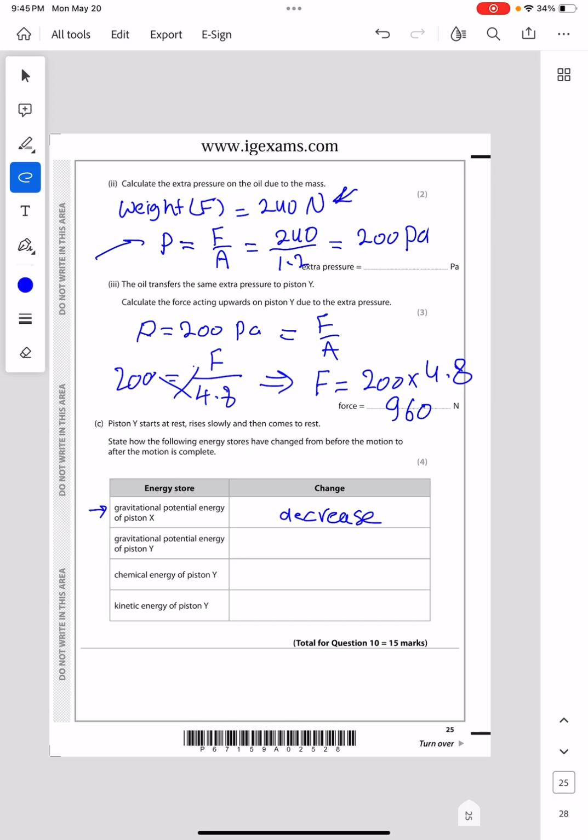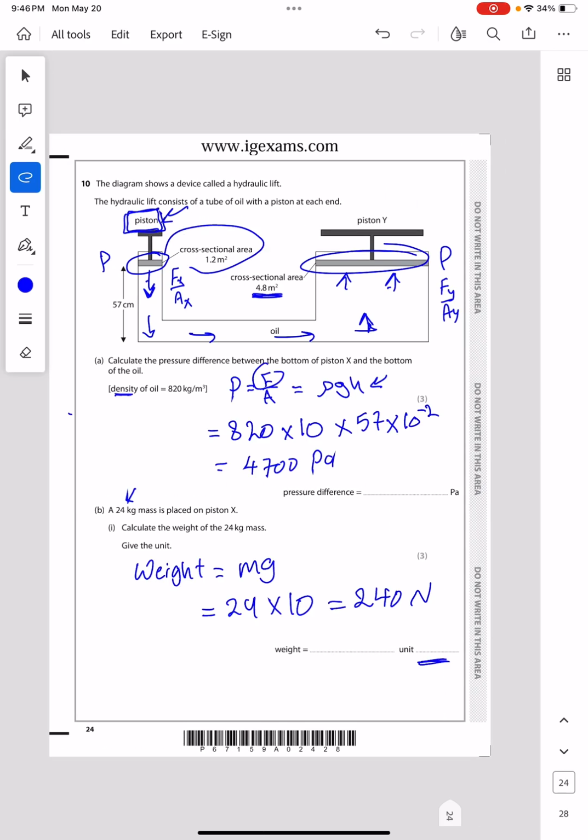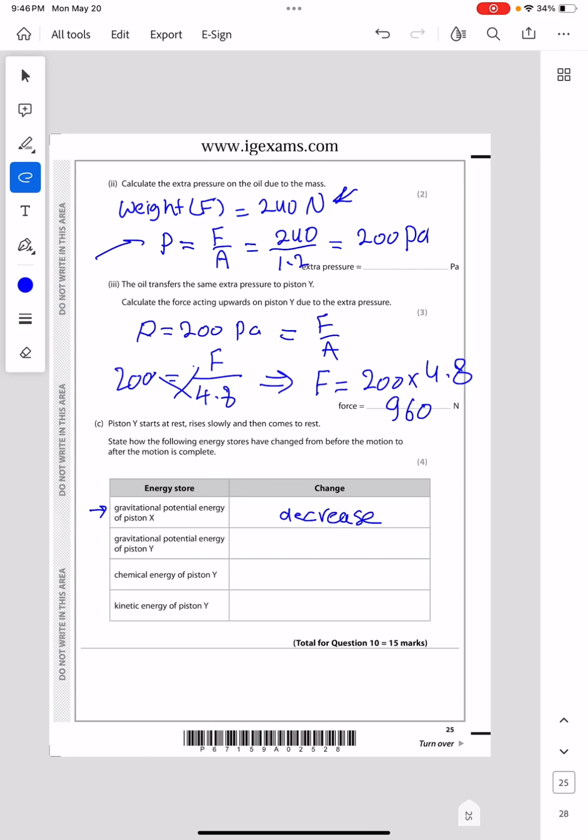The other one here is asking about the gravitational potential energy of piston Y. Now piston X, we know that it's going down. Piston Y, we know that it's going up. So the other one is going to increase, right? Because it is getting higher. And the word rise here is giving you the hint. So of course, the higher it is, the more the gravitational potential energy.